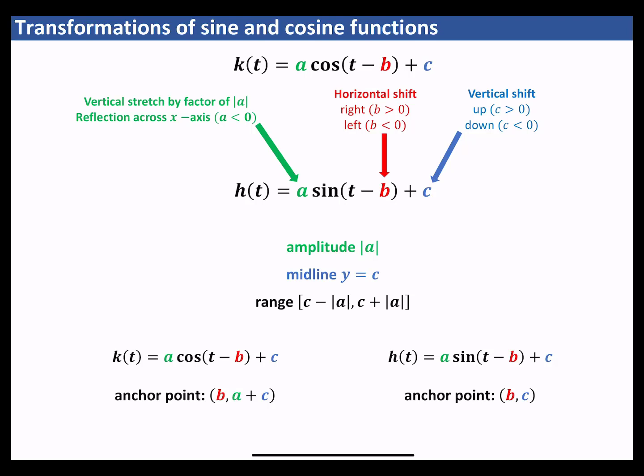Finally, we saw that the real number b applies a horizontal shift to the sine or cosine function. The anchor point for the cosine function has a t value that is equal in value and direction of the horizontal shift, and the output is determined by adding the amplitude to the midline. While for the sine function, the anchor point has a t value that is also equal in value and direction of the horizontal shift, but the output is determined by the location of the midline.